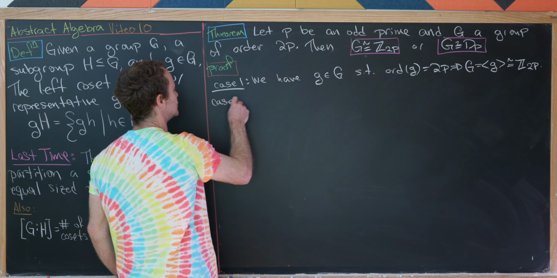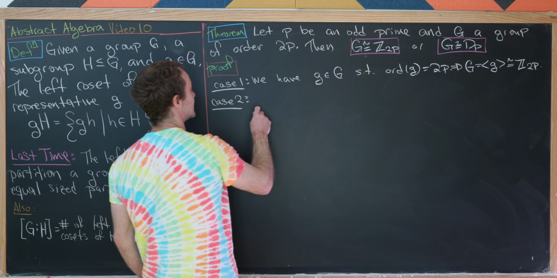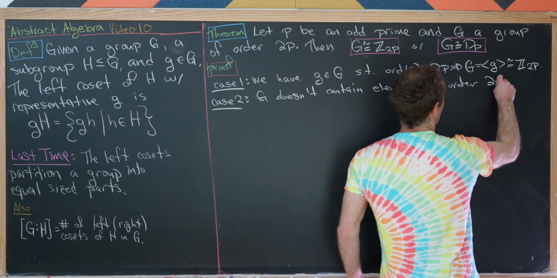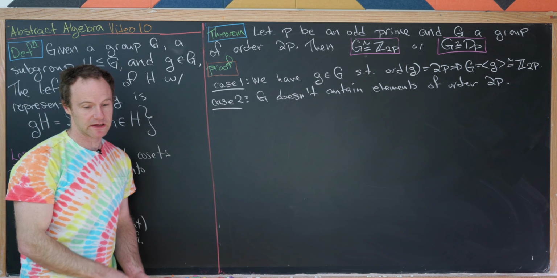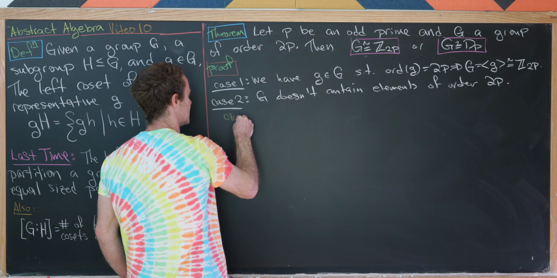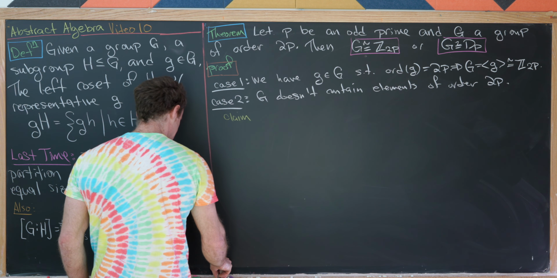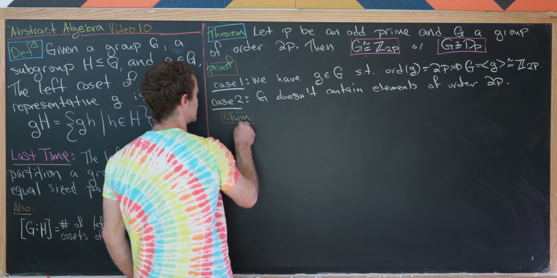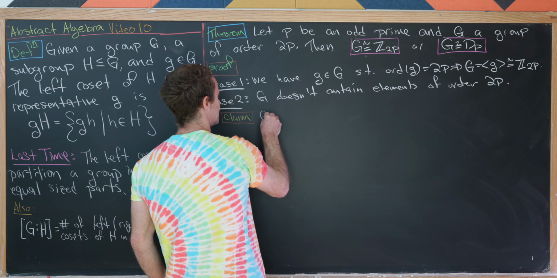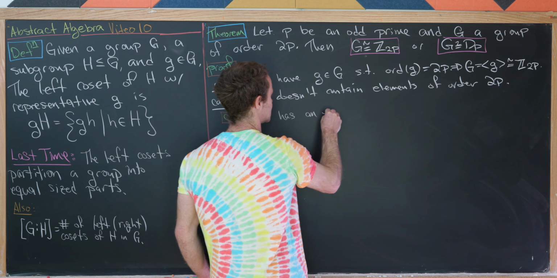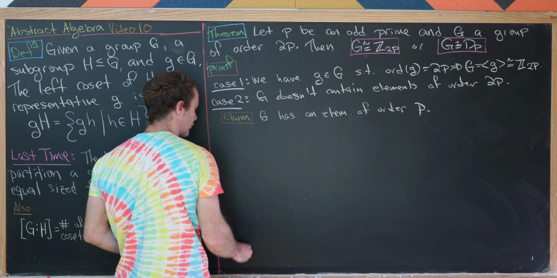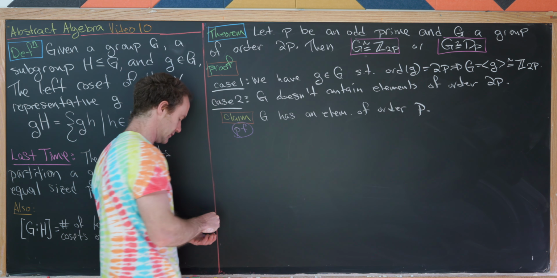And now let's move on to our second case, which is G doesn't contain elements of order 2p. And now we're going to make a little bit of a subclaim here. This subclaim is really important, and it's fairly similar to some stuff that you see a little bit later in a course like this. Okay, so this subclaim says that G has an element of order... Okay, well, let's maybe see how the proof of this subclaim goes.